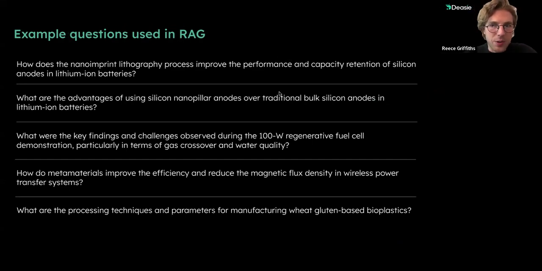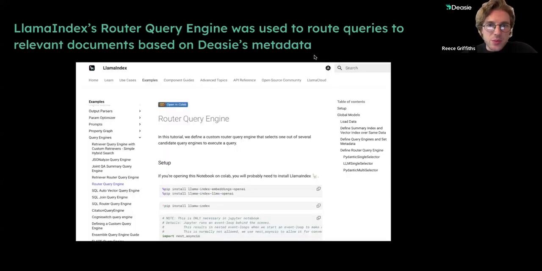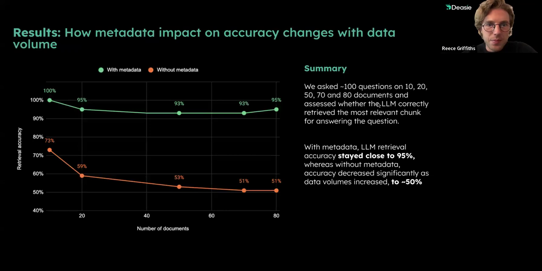I'll blast through the results in the last couple of minutes, and then we'll open up to questions. Just showing on the screen some of the example questions we ran in the RAG. For example, what are the advantages of using silicon nanopillar anodes over traditional bulk silicon anodes? What are the processing techniques and parameters for manufacturing weak gluten-based bioplastics, and so on. As mentioned, we used LlamaIndex's router query engine to route the queries based on the metadata.